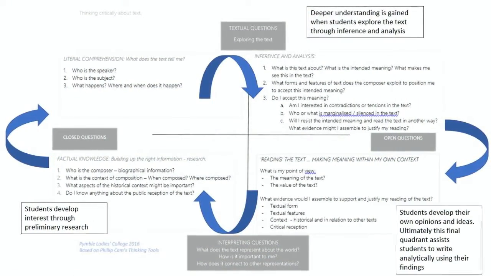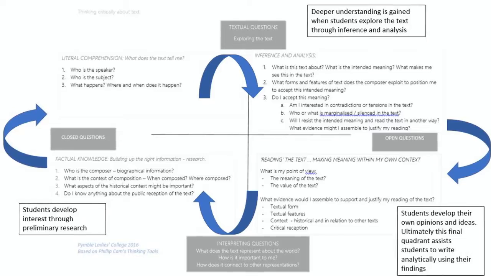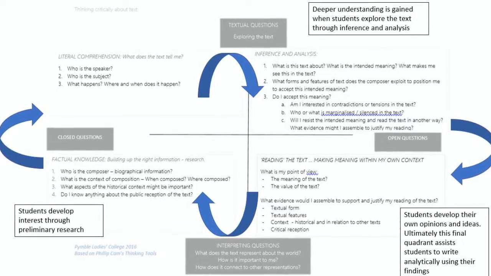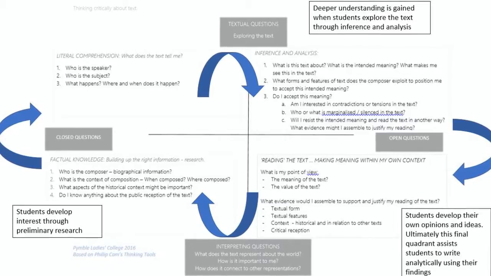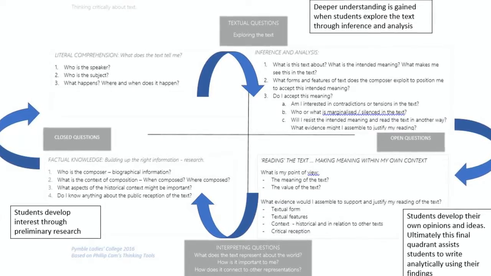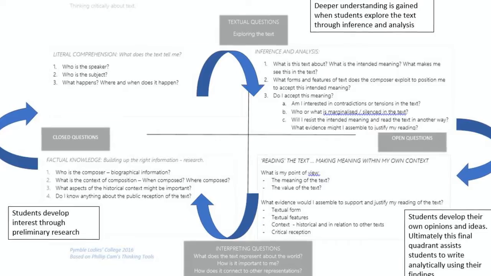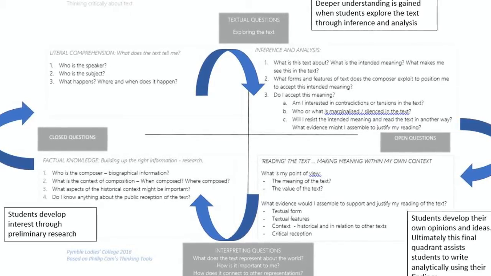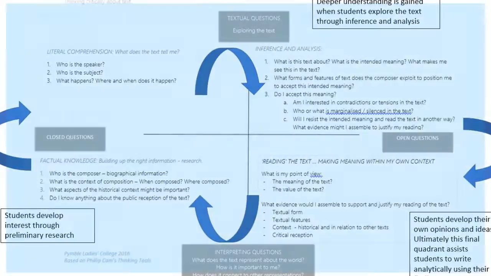If we look now at the bottom left-hand side, these are still closed questions, and they are encouraging the students to develop interest through researching around the author or the composer. So who is it? When and where was it written? What's the historical or social context behind the text that you have before you?